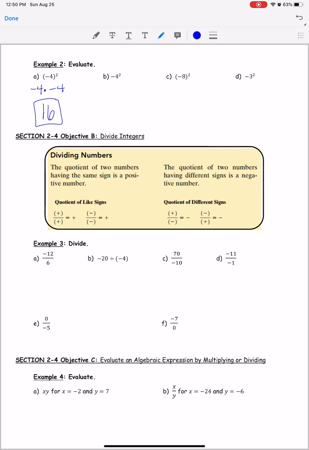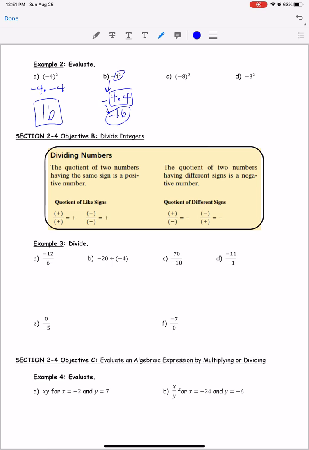Same signs is positive. Now B is different because I still have -4 squared, but it's not -4 in parentheses squared. So now the only thing that is being squared is what's right in front of that squared. So my negative comes down. And now we've got 4 times 4, which is 16. And this negative just kind of continues to tag along. So my final answer on that one is -16. So that's how very different those parentheses make that number.